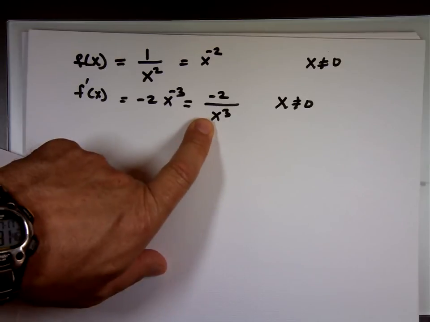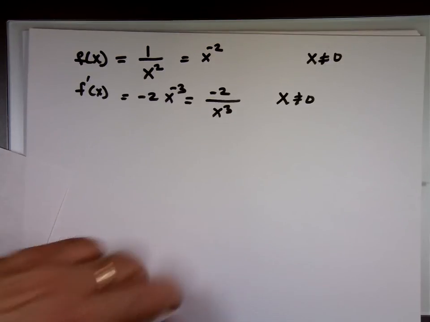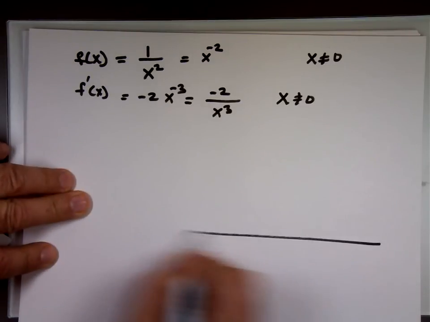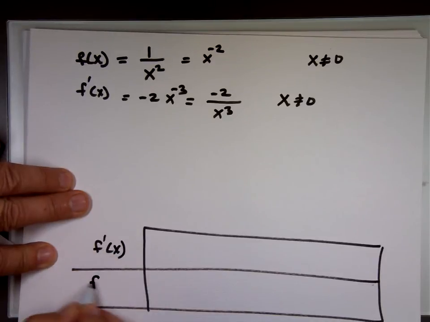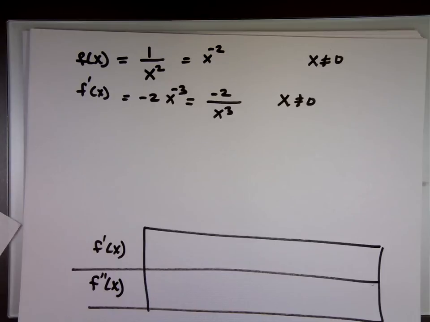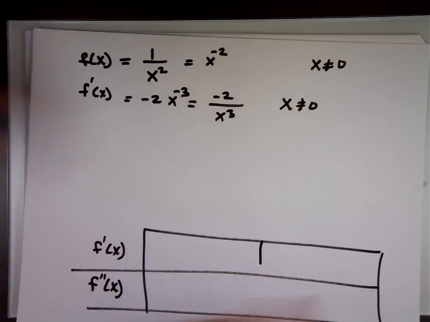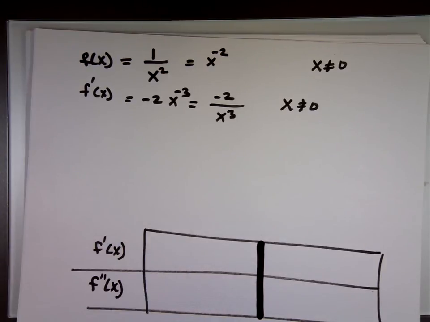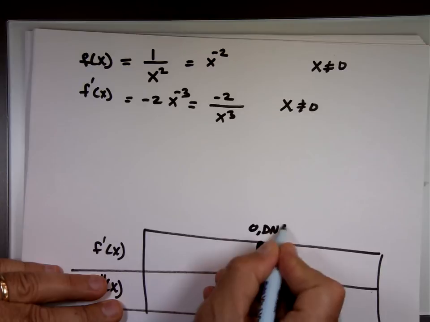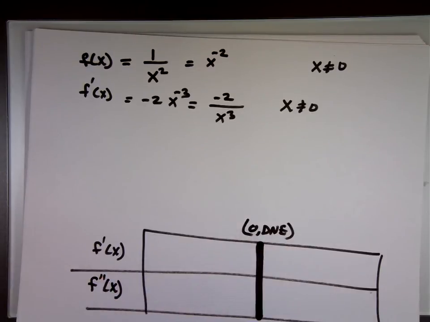So when you build your box, this is f prime of x, f double prime of x. New problem. The only addition we're going to add to the box is right here. That's 0. That thick line, because x cannot be 0. That's a vertical asymptote, and f and f prime do not exist at 0. So we take a test point less than 0, let's say minus 1, and a test point more than 0, like 1.